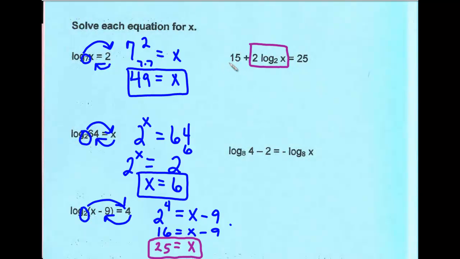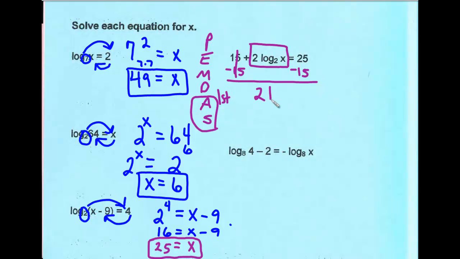The next thing I do is get rid of the 15, because we are doing PEMDAS backwards. I want to get rid of anything adding or subtracting first. So there's a 15 here, so let's subtract 15 from both sides. 15 is being added to the log. So I have 2 times log base 2 of x equals 10. There's nothing being added to the log. However, there's a 2 being multiplied to it. So now I get rid of the multiplication or division. That's the second step, so divide both sides by 2. At this point we have log base 2 of x equals 5.